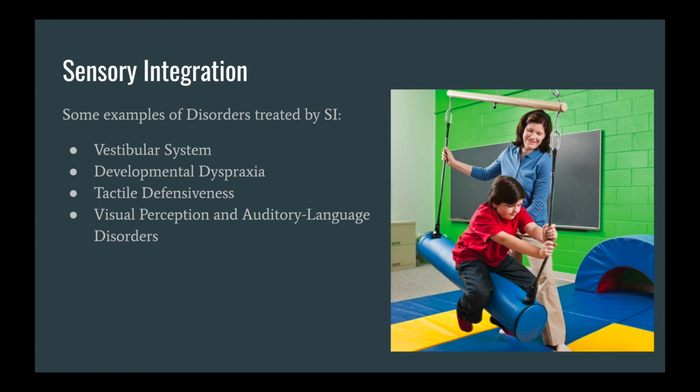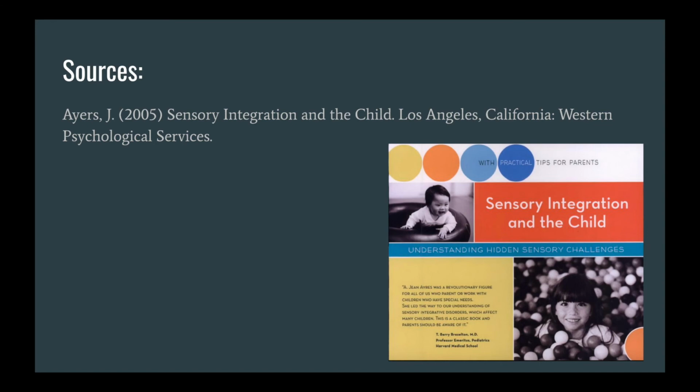And then finally, visual perception and auditory language disorders. So those are going to be with children who struggle hearing and struggle speaking, but it comes about in a way that they're not able to read words to speak them, or they're not hearing the words correctly to be able to process them and understand them. So those are some of the disorders that sensory integration addresses.